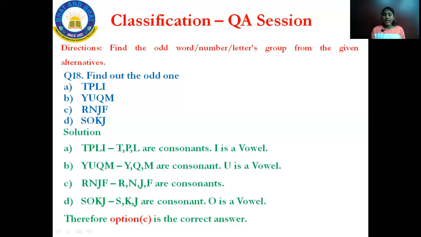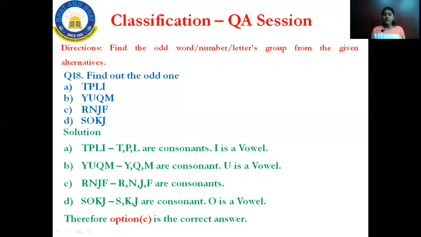T, P, L, I. T, P, L are consonants. I is a vowel. A, E, I, O, U. And then come to option B. Y, U, Q, M. U is a vowel, and Y, Q, M are consonants.